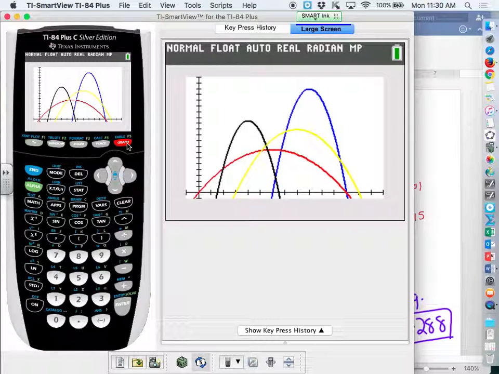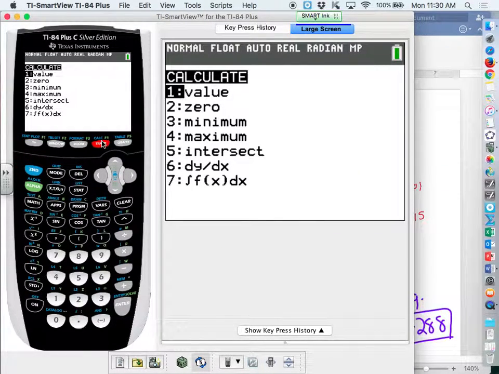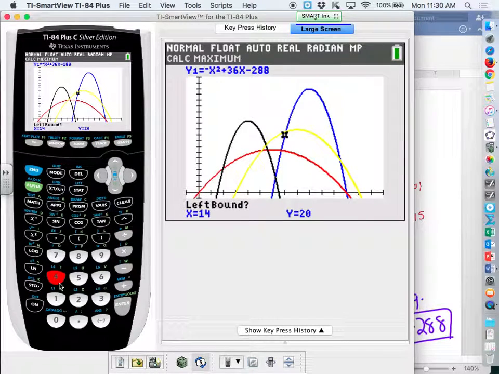So like I said, what was the maximum height of your bird? Well, it depends which colored graph is yours. I go to second and the trace button, the calculate menu, and number 4 is maximum. We can find the maximum height for whichever one. It starts on the first equation, y1. You might have to turn off the other ones if you don't want the maximum for y1. You can see the blue one is the one that goes the highest.